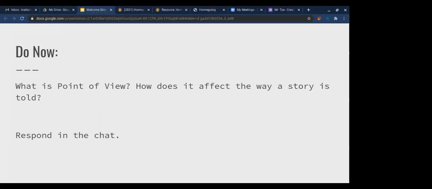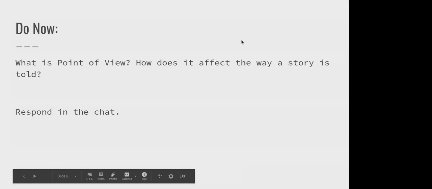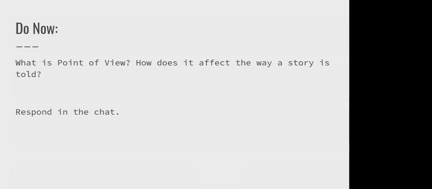All right, I'm going to check the chat. We should have some responses coming in here. Let's take maybe another minute or two with this. If you don't know or you're stumped, you can tell me that in the chat, but I would like you to at least respond one way or the other. What is point of view and how does it affect the way a story is told? This is the question we want to be thinking about today.